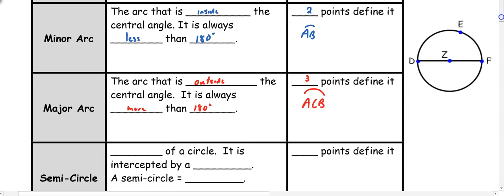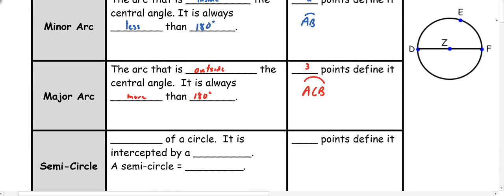And then the last type of arc, which you've probably heard of before, is a semicircle. A semicircle is half of a circle. So it is intersected by the diameter, and it's always equal to 180 degrees. So it uses 3 points to define it. In this case, if DF is the diameter, one of our semicircles could be DEF.